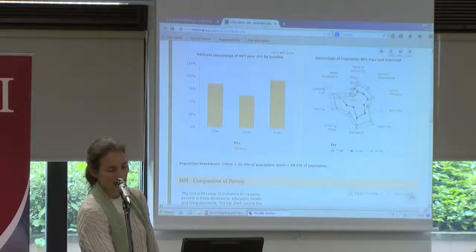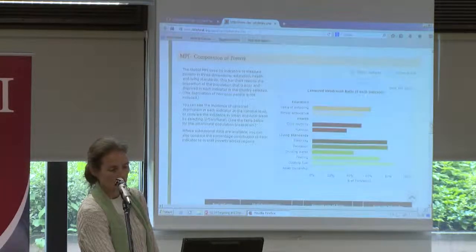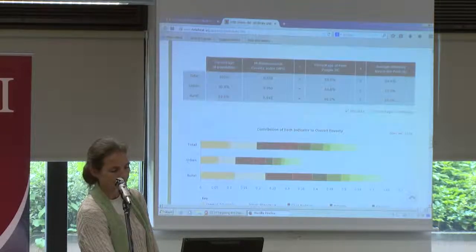And then the censored headcounts of rural and urban areas, as well as national censored headcounts for each of the 10 indicators. The censored headcounts here are also presented, and you can do it either total or you can do it urban and rural and see both of them to be able to compare the censored headcounts for urban and rural regions.